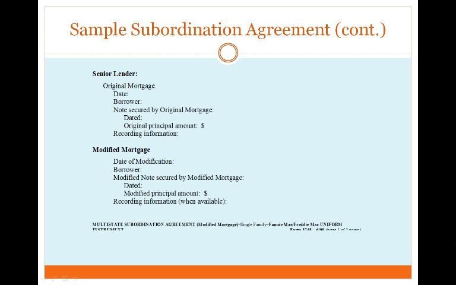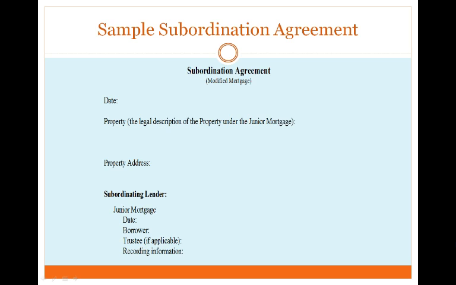So here on the next page, you can see that they're looking for the date of the modification, what the modified principal amount is going to be. I've seen some of them even more detailed, looking for the interest rate, in addition to the modified principal amount, what the arrears were, and other things that you are going to have to work with both the first mortgage and the second mortgage that you're trying to get the subordination agreement with.